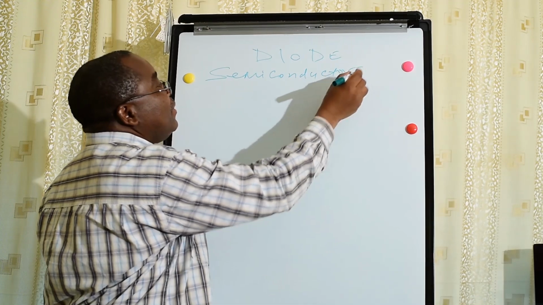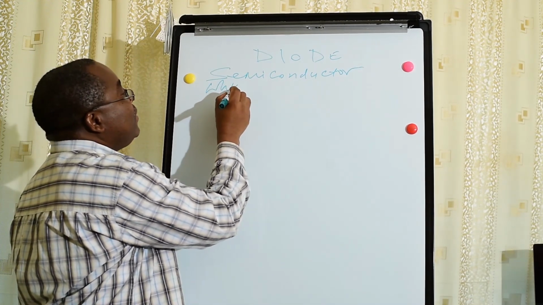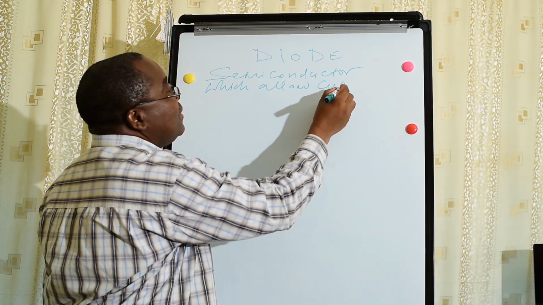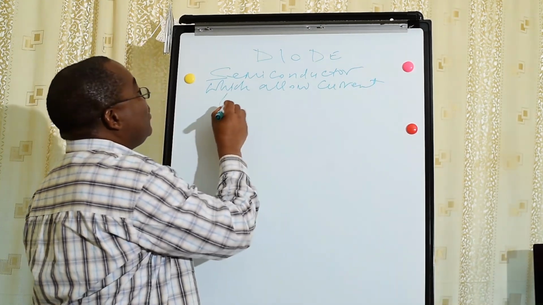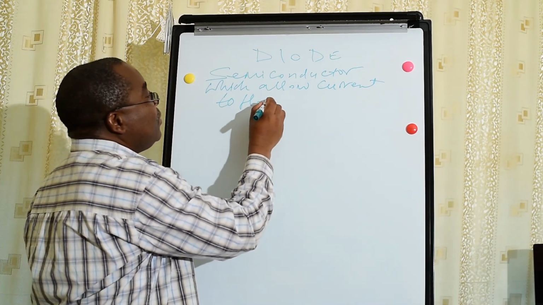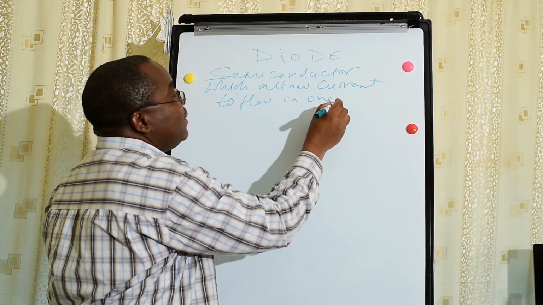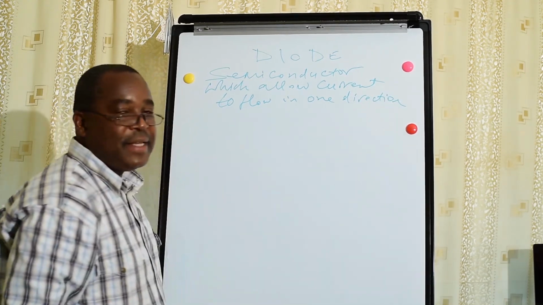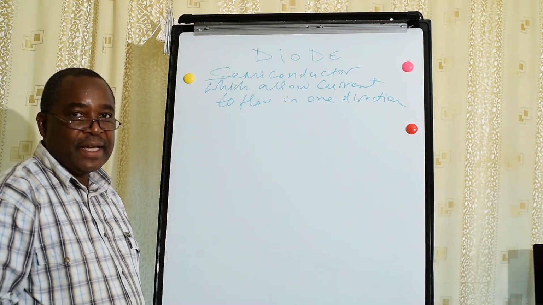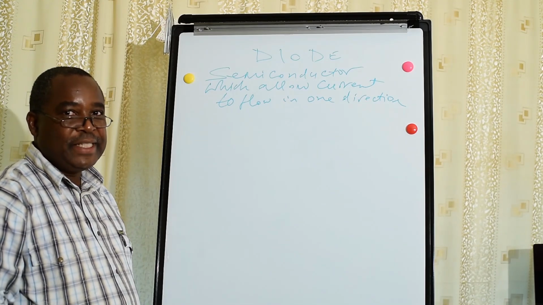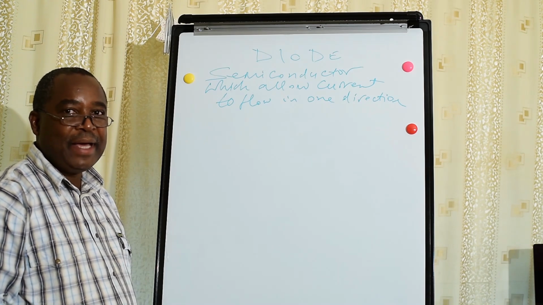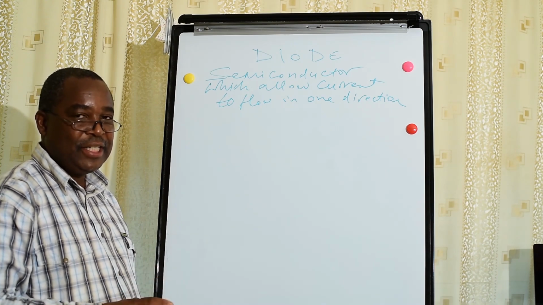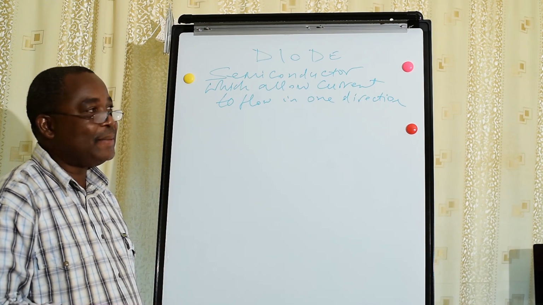which allows current to flow in one direction. This is the definition of diode. Diode is a semiconductor which allows the current to flow in one direction. Of course, it can flow also in a reverse direction, but you have to apply very high voltage. But in practice, it flows in one direction and it has applications for that property.